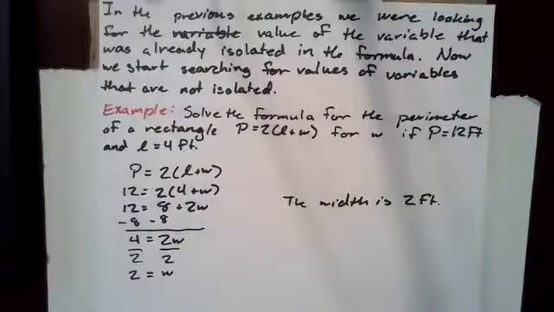We start with P equals 2 times (L plus W), then replace P and L in the formula. 12 equals 2 times (4 plus W). We distribute that 2. That's 12 equals 8 plus 2W. And then we subtract 8 from each side. So 4 equals 2W. And then divide both sides by 2 and get 2 equals W. So the width is 2 feet.